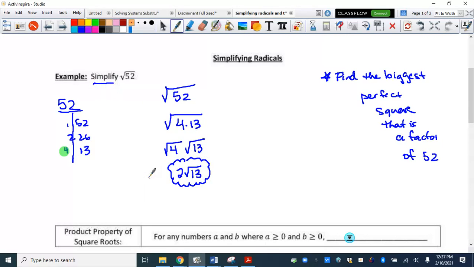So it doesn't look simpler to me, but what we did here is we took out as much regular number, like rational is what I mean when I say regular, and we're only leaving the irrational part that we have to leave behind in that radical.